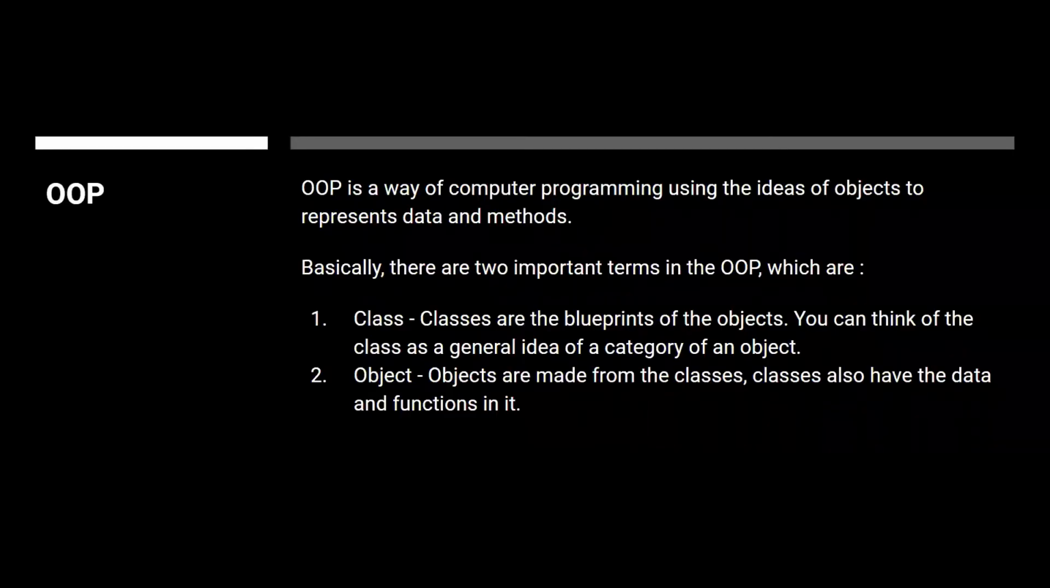So OOP is a way of computer programming using the ideas of objects to represent data and methods. Basically, there are two important terms in OOP, which are class and object. Classes are the blueprints of the objects. You can think of the class as a general idea of a category of an object. And objects are made from the classes. Classes also have the data and functions in it. So basically, guys, objects are the instances of classes and classes are the blueprints.